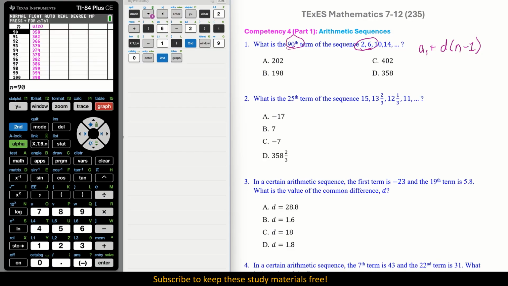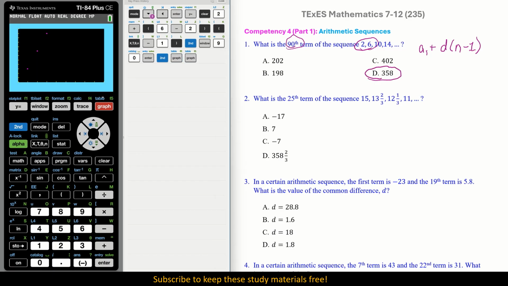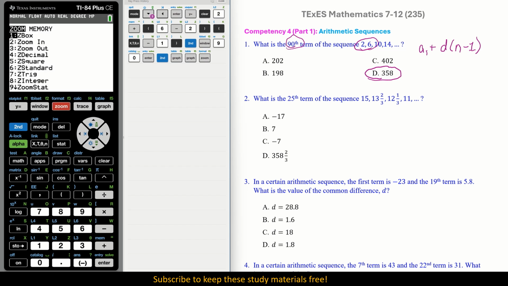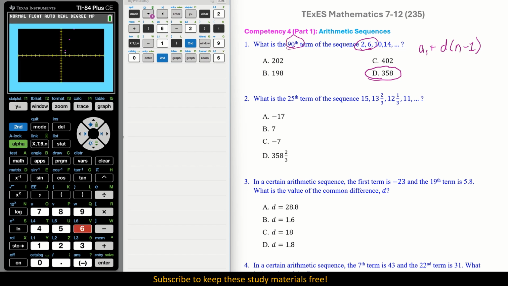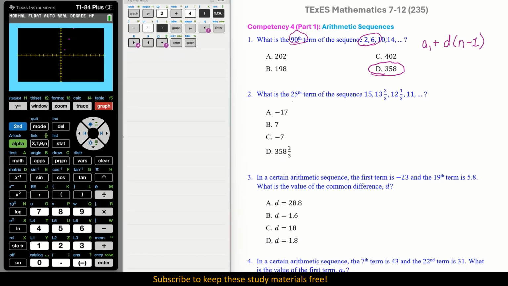Bam, right to the value we need, which is D. Okay, so now let's push graph. And I have it on the zoomed in window. So let's go zoom 6, back out. As you can see, those are our proper beginning values that we needed.